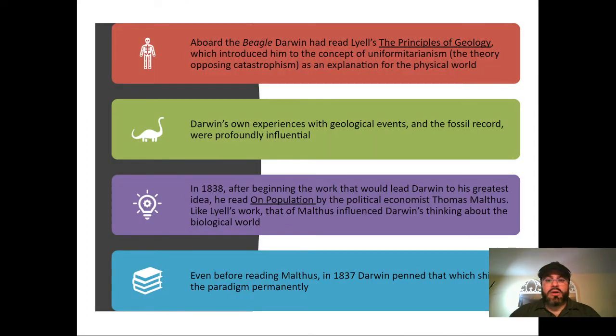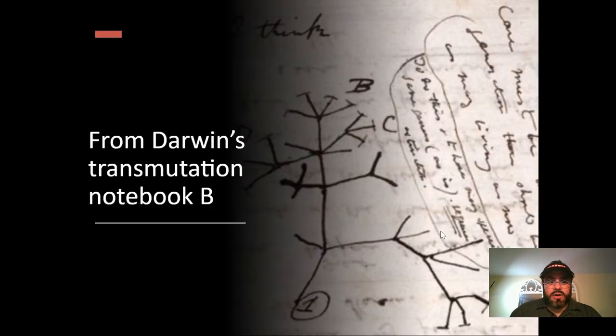Aboard the Beagle, Darwin read Lyell's Principles of Geology, which would help him a lot. His own experience with geological events and the fossil record were profoundly influential, and he understood some of what was happening with this idea of survival of the fittest because of Thomas Malthus. This very famous picture is the one I use as the icon for today's lecture. I think it testifies to the nature of science and the brilliance of Darwin.